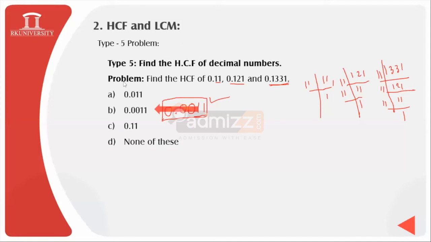One of our students has requested an explanation once again, so we will try to understand this. Very first, students, we will find the HCF of the given numbers without considering the decimal values. So we'll find the HCF of only 11, 121 and 1331. We will neglect the decimal values first, and once we find the HCF, which is 11, I will write this 11 and observe the maximum number of decimal places available, which is 4.